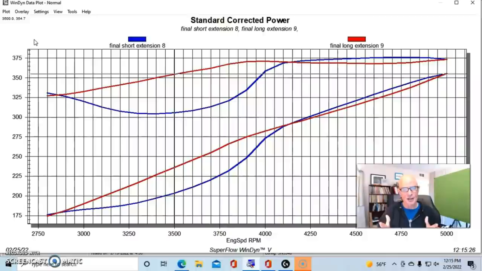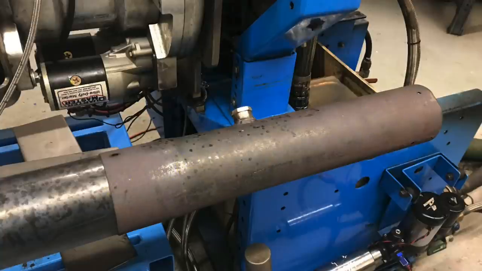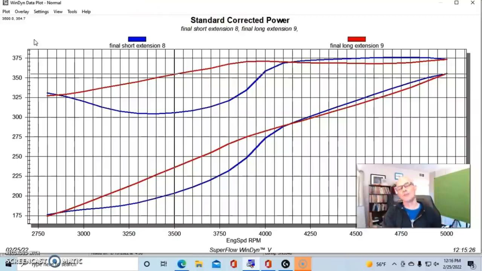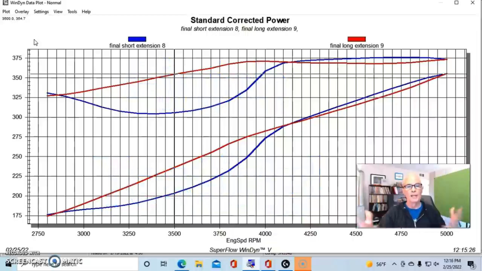Because, as I said, when we were running it with the short collector extension, I tried varying the air fuel. It didn't do anything. I tried varying the timing. It didn't do anything. But sticking this section of 3.5-inch tubing on had a dramatic effect on the power curve. And after curing this problem, we were able to go and do all the testing, because now the motor was doing what it's supposed to be doing.